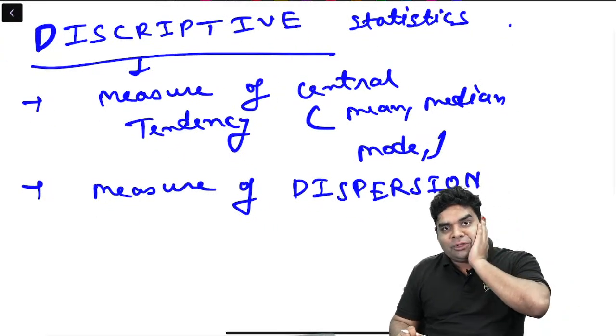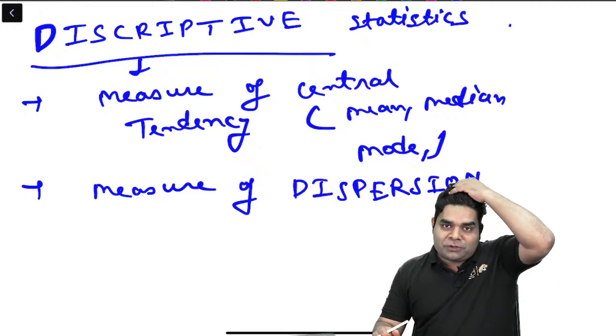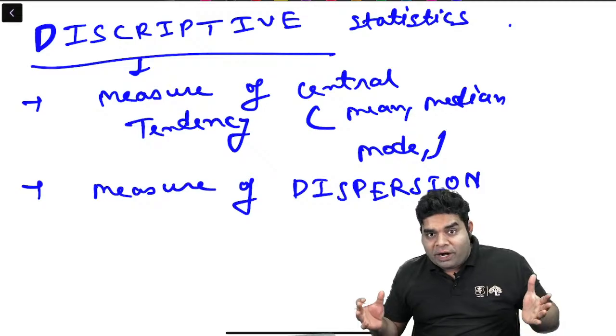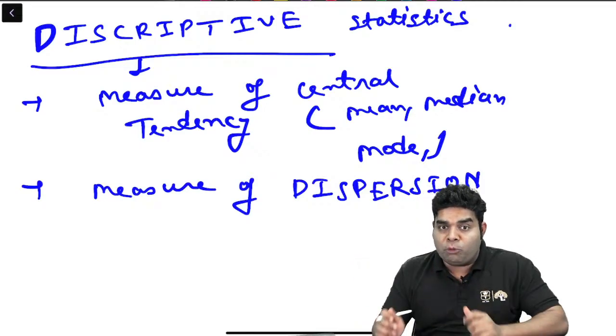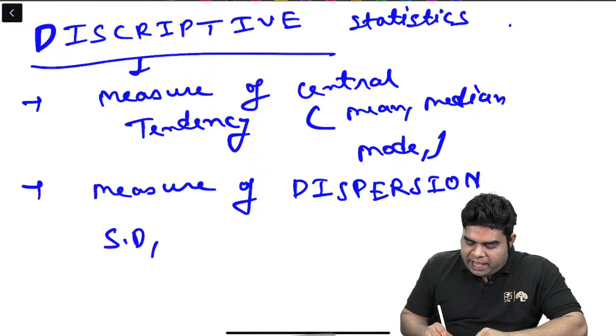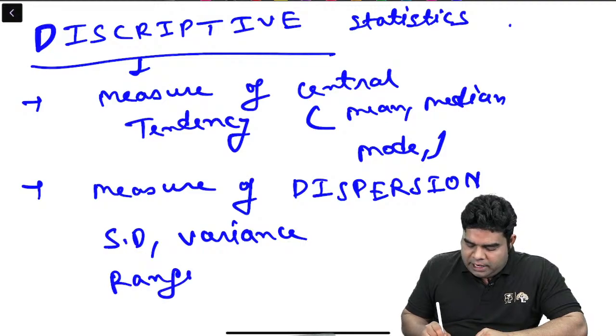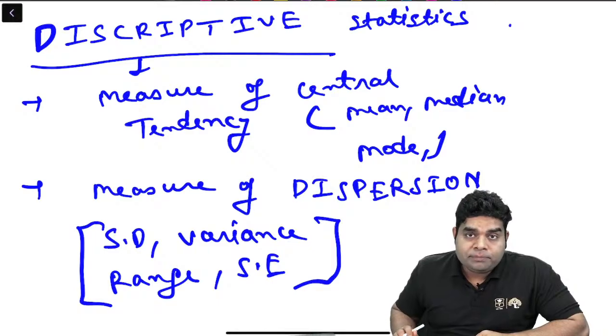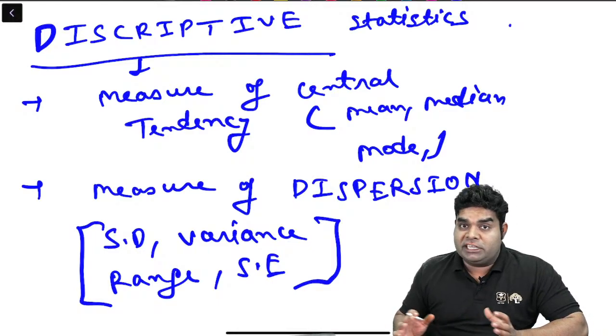अगर रायता फैला है तो कितना फैला है. And of course we don't like dispersed data. We don't like फैला हुआ रायता. We want the data to be concentrated and to the point. So lesser the standard deviation, lesser the variance, lesser the range, and lesser the standard error, the better will be the quality of data. And these four are measures of dispersion.